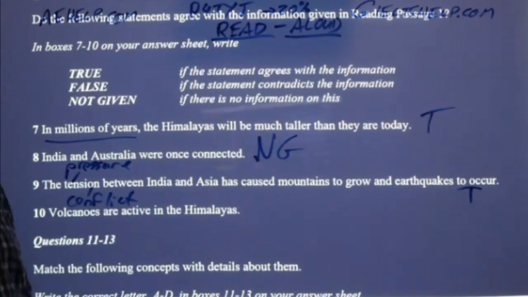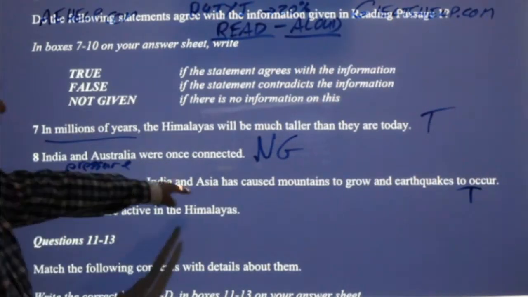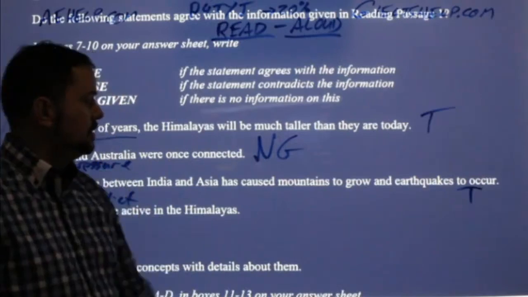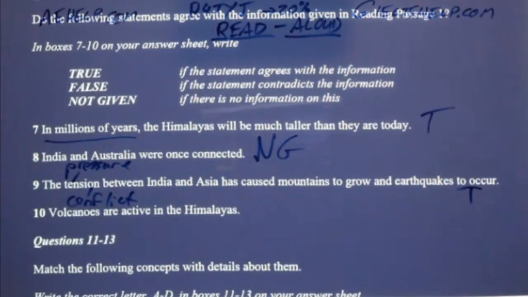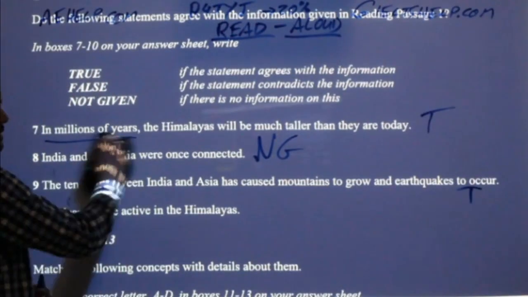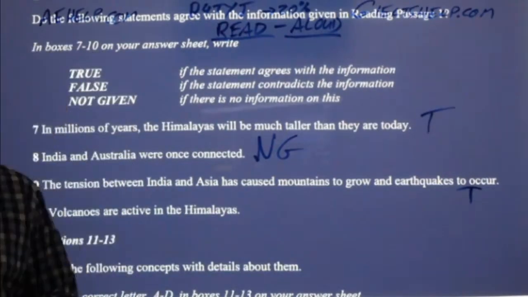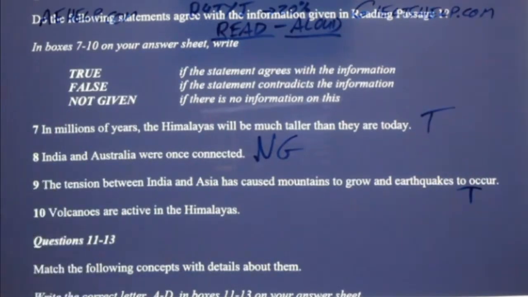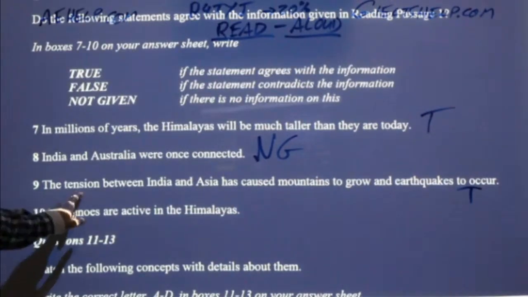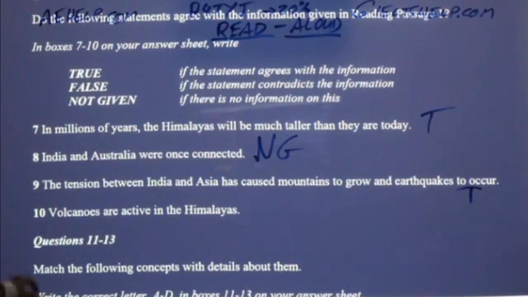Okay. So, number 9, the tension between India and Asia has caused the mountains to grow and earthquakes to occur. So, number 9 should be true. Okay. All right. Yeah, tension is fine. Okay. Tension, pressure, smacking into it.